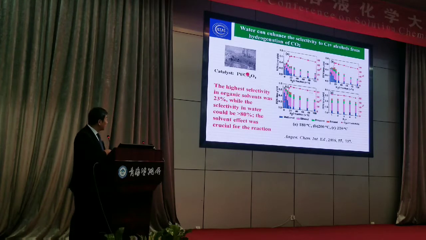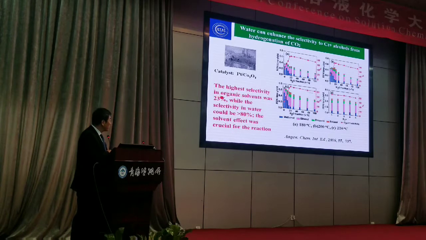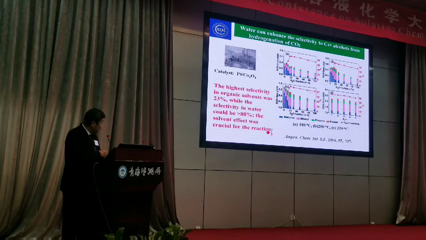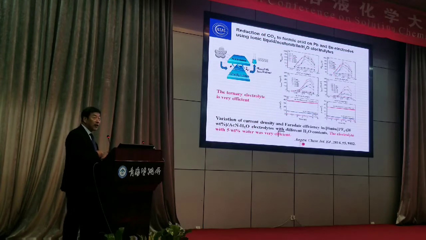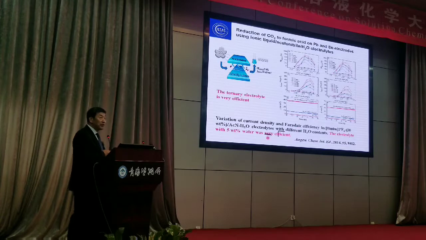For example, we designed this catalyst and tried a number of organic solvents, but the selectivity was only 23%. Using the same catalyst, we only changed the solvent into water, and the selectivity could be higher than 80%. That means water has a special interaction with CO2 that can enhance the selectivity of the desired product. So selectivity can be controlled by solvent effect, by intermolecular interaction.